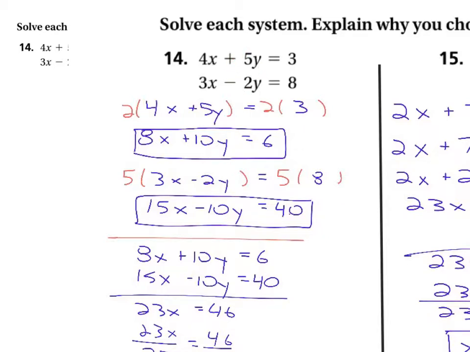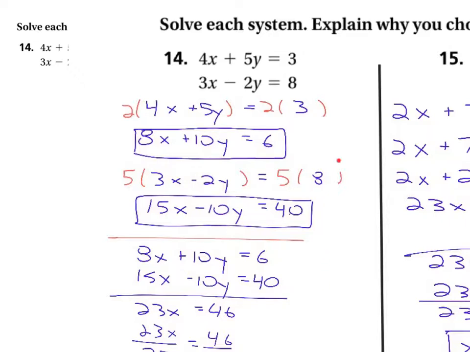So this is what I did. I said, okay, I'm going to try and get the same amount of the y's on both of them. There's 5 y's here, and there's negative 2 y's here. So the common multiple of 5 and 2 is 10. If I multiply this whole equation by 2, which I did right here, then I will get 8x plus 10y equals 6. And then if I multiply this by 5, negative 2y times 5 is negative 10y. Now I've got a 10y and a negative 10y. So I multiplied this equation by 2 and this equation by 5 so that I had two equivalent equations that had exact opposite amounts of y.